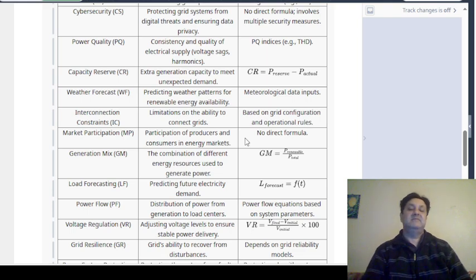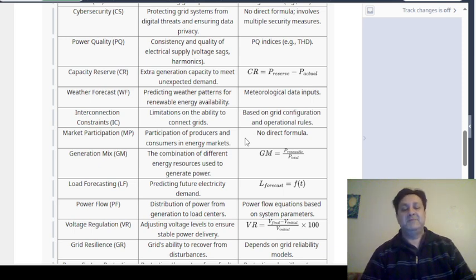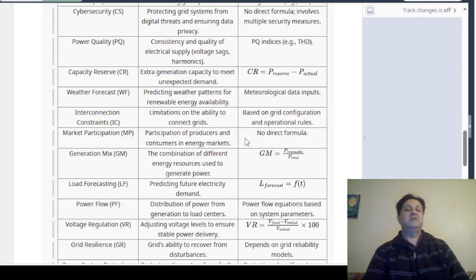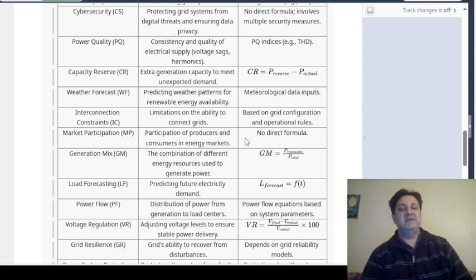Then the capacity reserve, extra generation capacity to meet unexpected demand. If there is a peak time or more consumers in an industrial or residential or commercial area, we have to have some extra generation. Weather forecast is very important because especially the renewable resources, wind and solar, are dependent upon weather: the wind speed, the wind location, rains, snowfall, clouds, and all that. So predicting weather patterns for renewable energy availability is also very important.